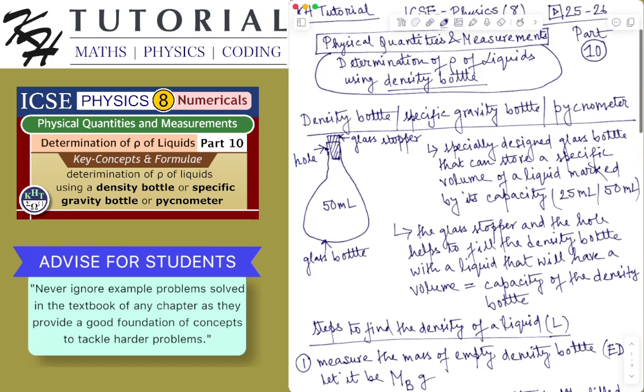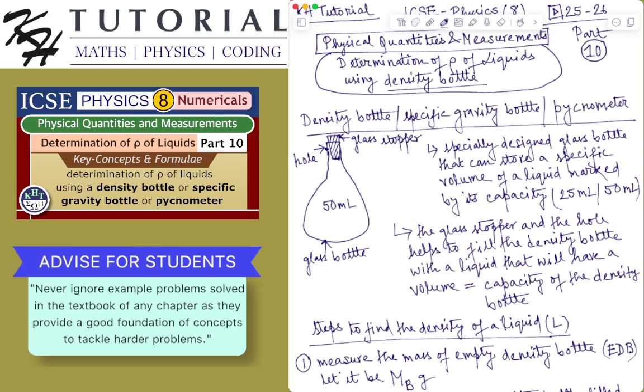First, let's try to understand what is a density bottle. As you can see in the figure, a density bottle is a specially designed glass bottle which is round shaped at the bottom, and it has a narrow neck. This part is a narrow neck, and the primary objective of a density bottle is to store a specific volume of any liquid. Now, every density bottle has a capacity, that is the maximum volume of any liquid that it can store. Usually, the capacity comes in like 25 ml or 50 ml.